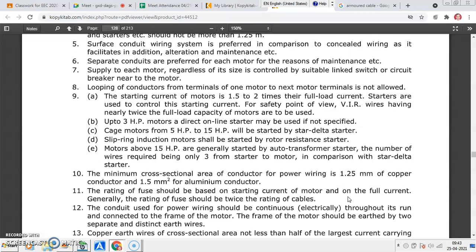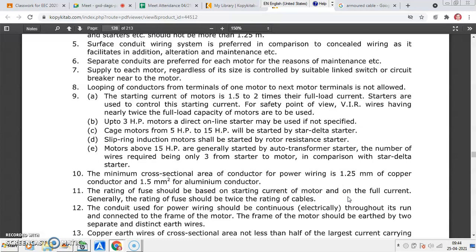So from a safety point of view, you can use VIR wires having nearly twice full load current capacity for motors. Though we are having the 1.5 times the starting current, for considering the factor of safety, VIR vulcanized Indian rubber wires having twice the full load current capacity are preferred.